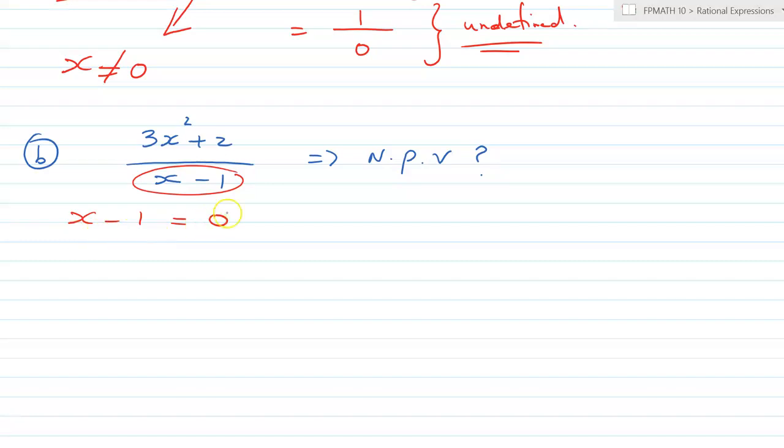So when the denominator x minus 1 is 0, that makes the expression undefined. Let's find out what x is. That would be x equals 1. That means x equal to 1 is the non-permissible value. To write it properly, x cannot be 1 if we want the expression to be defined. So x cannot be 1, or x equal to 1 is the NPV.